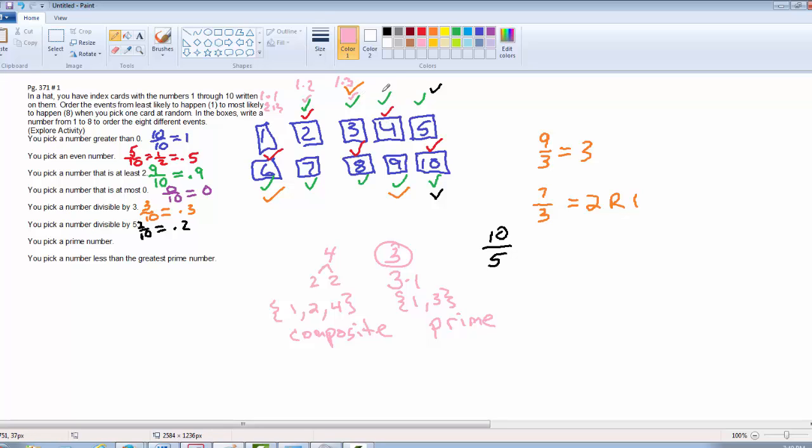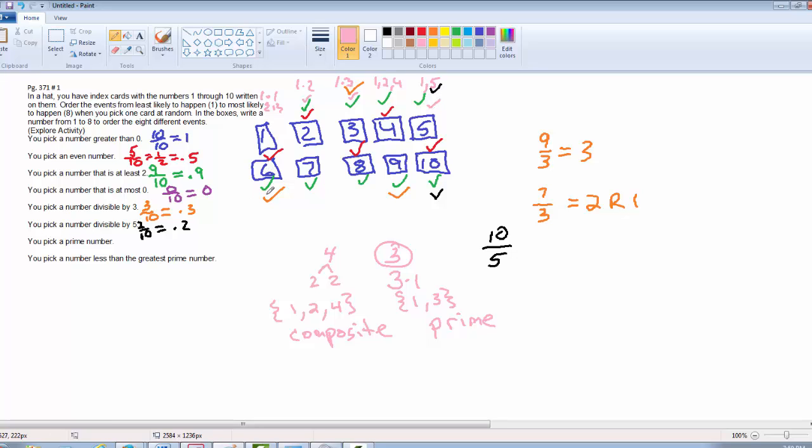Now 4, I just mentioned before, that one has 1, 2, and 4. So that one's definitely not going to work, so I won't put a check by it. 5, that's going to be another prime number. The only 2 factors are 1 and 5, so I'm going to put a little check right there.